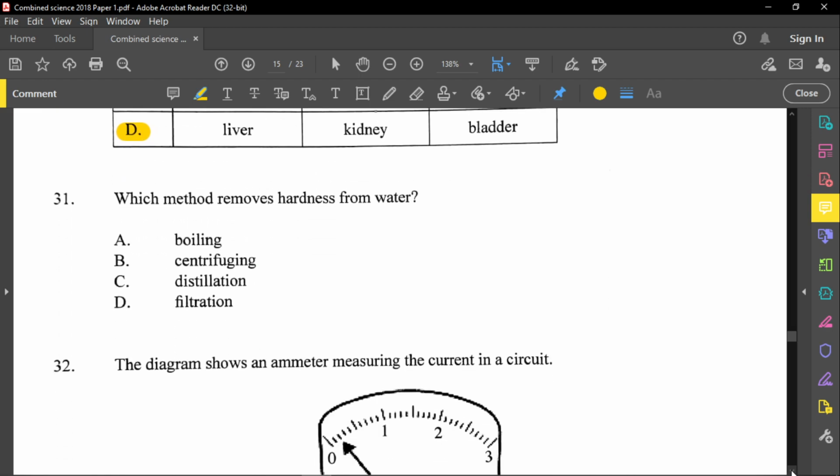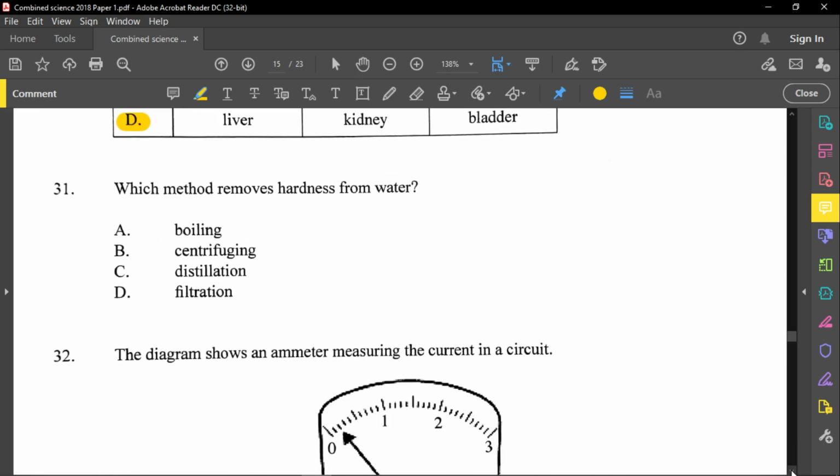For question number 31, it says which method removes hardness from water? And again, we talk about the distilled water up top being pure. So distillation is the answer right here. You distill it, that means you're going to get water evaporated, you cool it and collect that pure water. Filtration, some substance that dissolves in water will still be in the water, right? Boiling will cause the water just to evaporate. And centrifuging would simply put the solid to the bottom of the water.